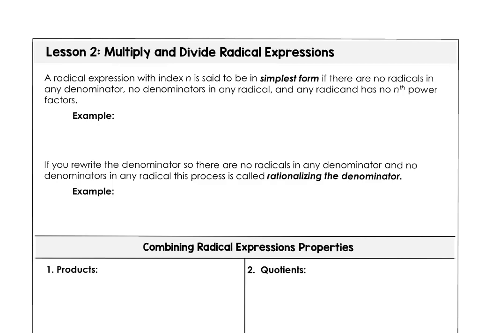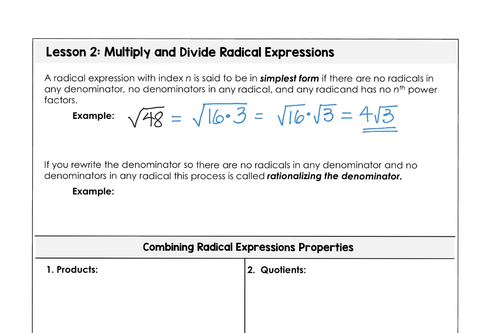Let's say we had the square root of 48, and we can simplify the square root of 48 by breaking down the 48 into a perfect square, 16, times its factor 3. So if you think about the square root of 16 separately from the square root of 3, you'll see that the square root of 16 is 4, and then the square root of 3 can't be simplified. So simplifying or getting simplest radical form from the square root of 48, we arrive at 4 square roots of 3.